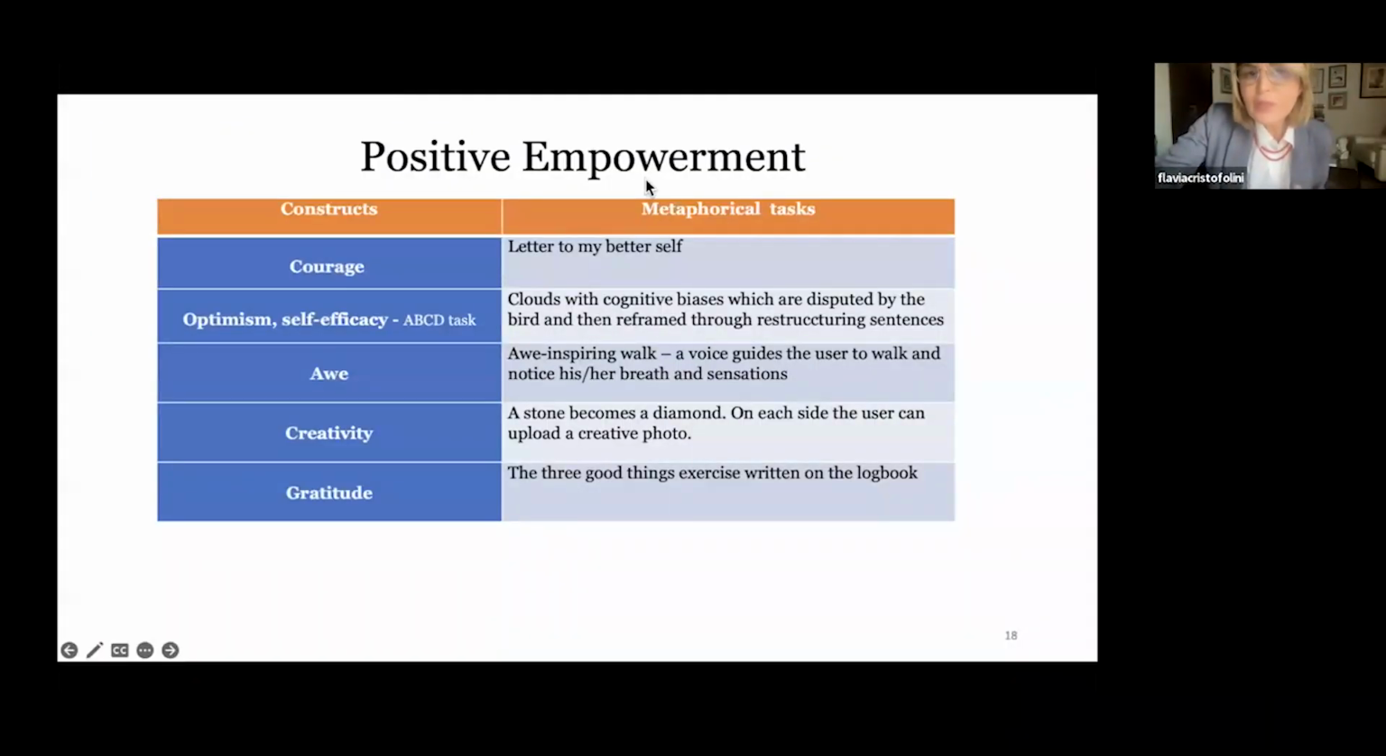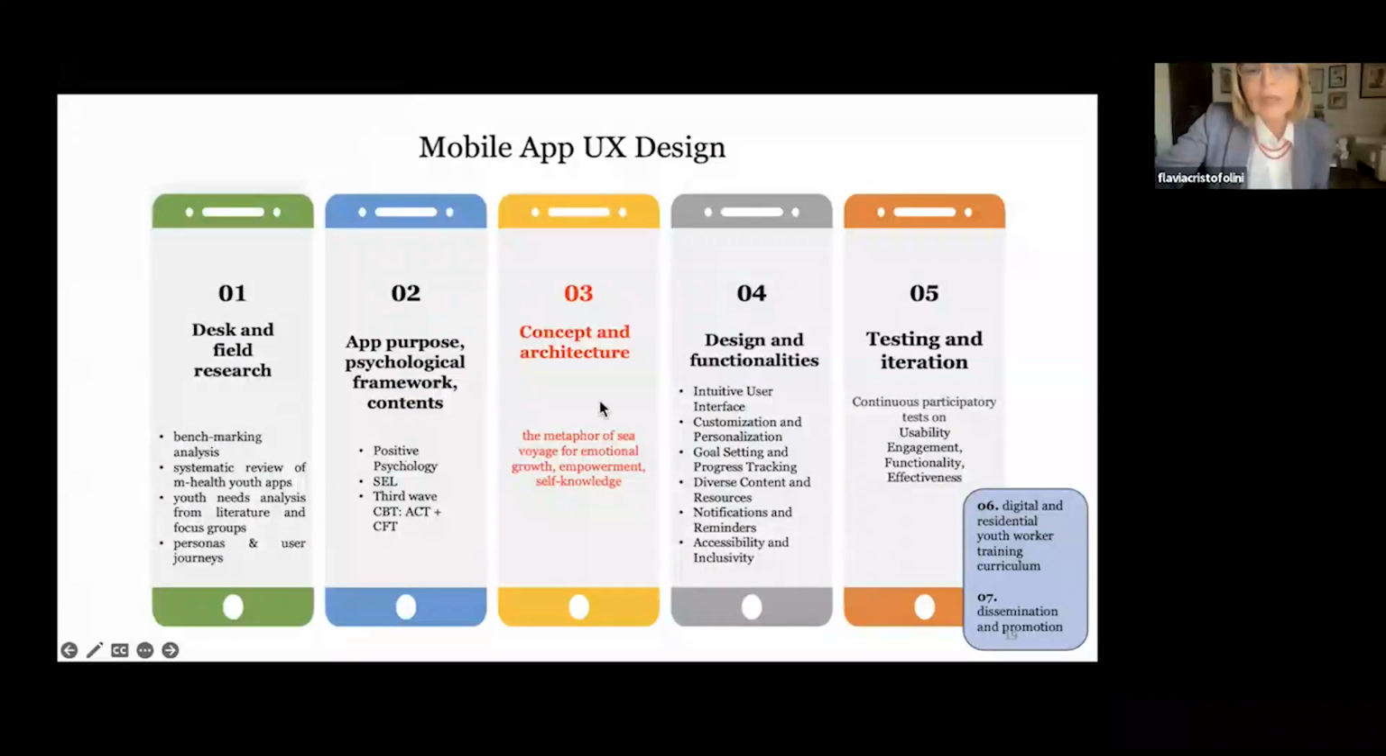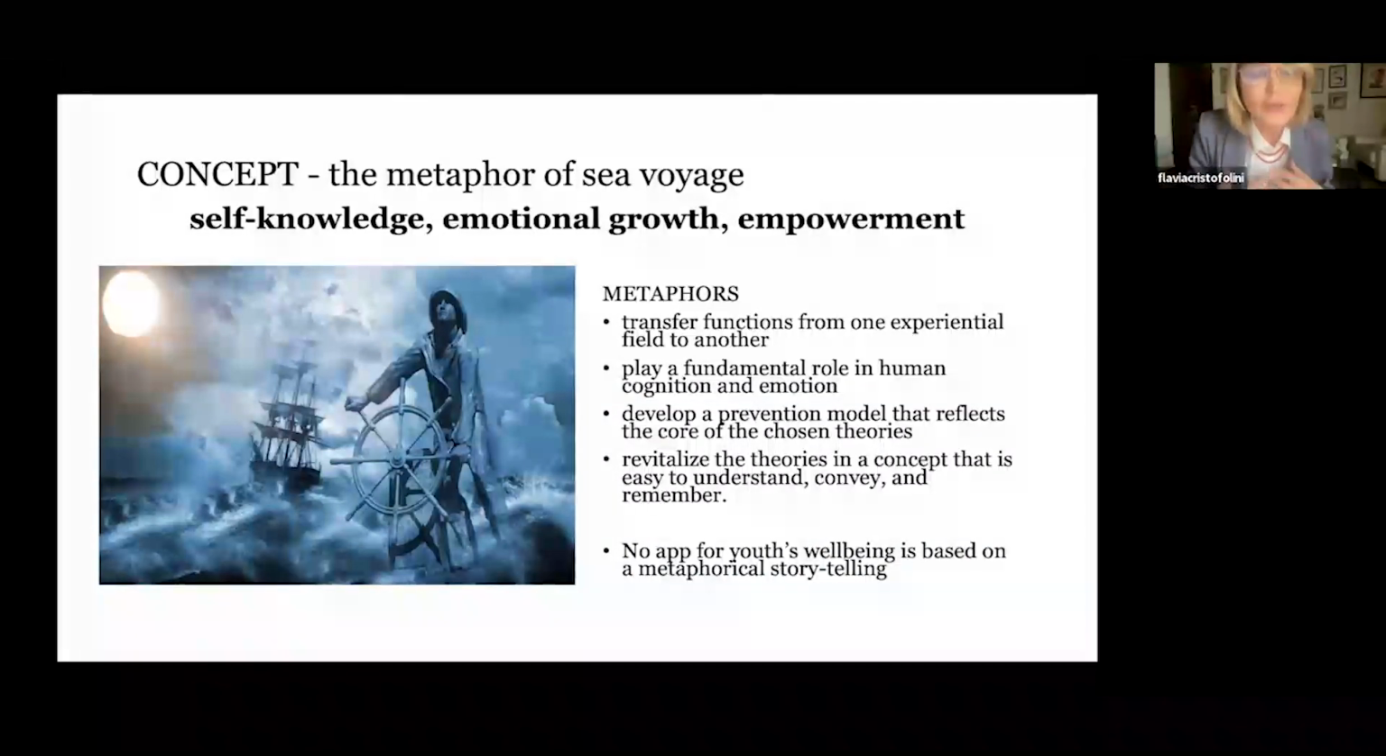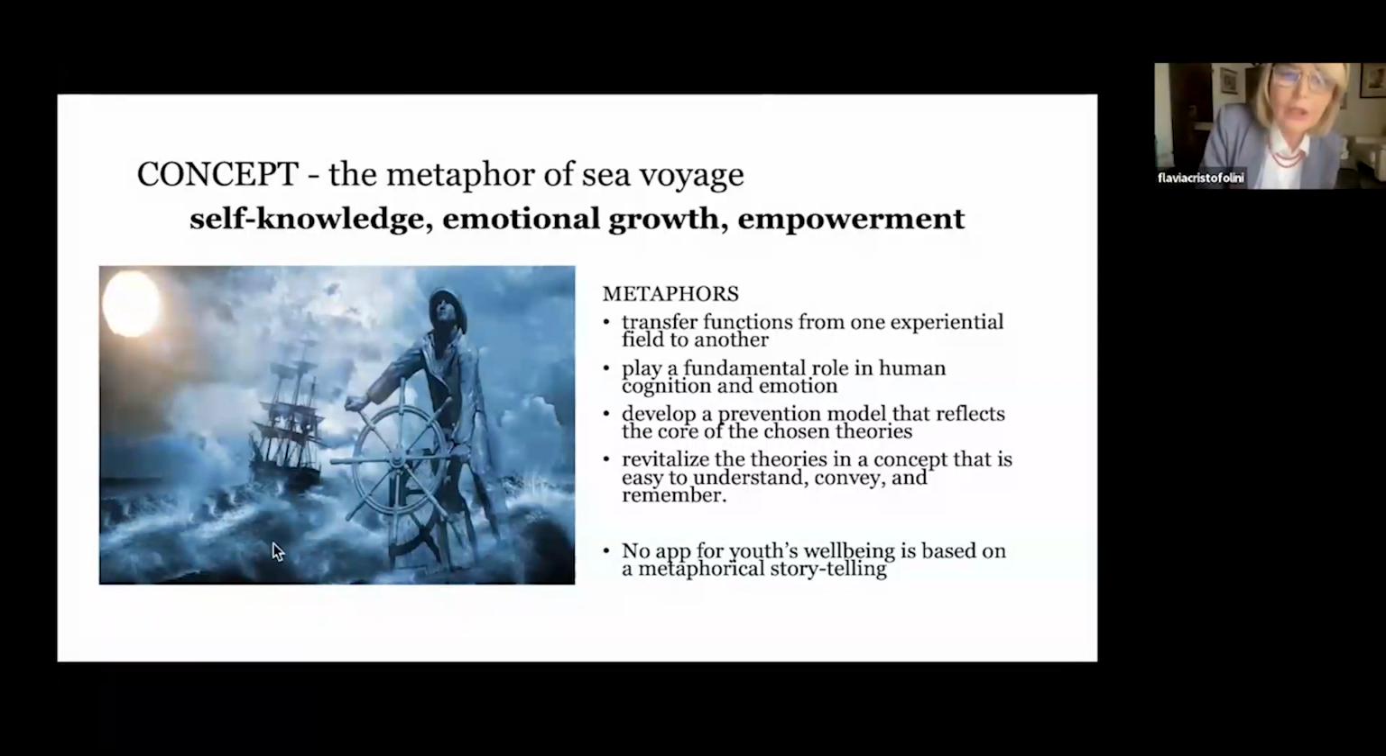And as regards more specifically positive empowerment, these are the strengths and components that we want to pursue with different metaphorical activities. As regards the concept, as I said, we chose a metaphor. Metaphors, traditionally in adolescent literature, have a very powerful effect on the subconscious and on the imagination. And we know that with young people, we must talk to imagination more than to the cognitive. We know that the frontal cortex is not fully developed, so it's useless to give theoretical concepts. We must talk through images, symbols, stories. And as far as we know, there's no app existing today that is based on storytelling.